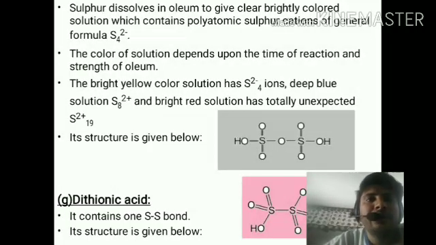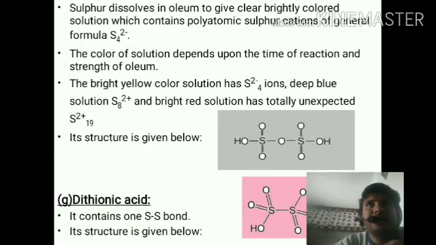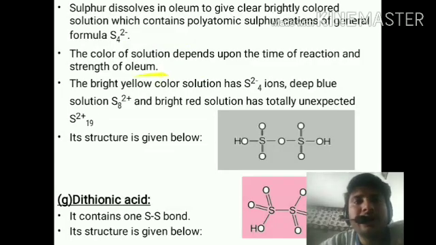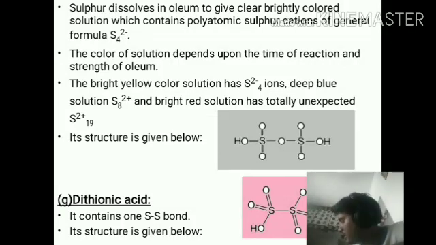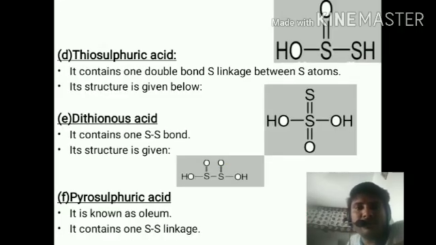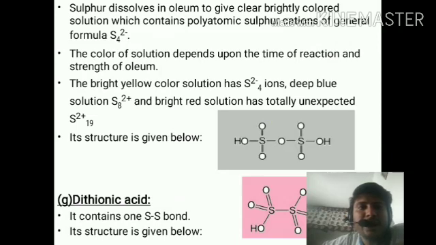Sulfur dissolves in oleum to give a clear, brightly colored solution which contains polyatomic sulfur cations of general formula S_n. The color of the solution depends upon the time of the reaction and the strength of the oleum. The bright yellow solution has the S8+2 and S4+2 ions, the deep blue solution contains S8+2, and the bright red solution contains S19+2. The structure of pyrosulfuric acid is H2S2O7.